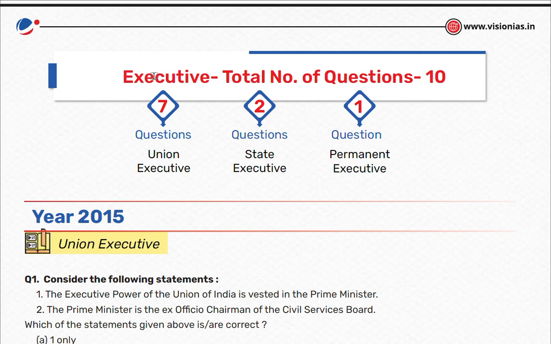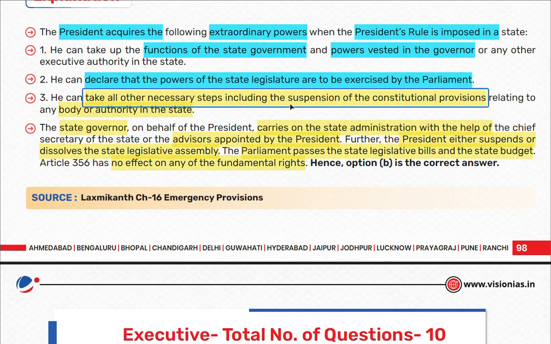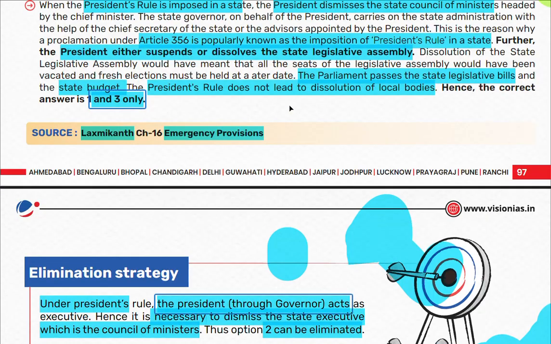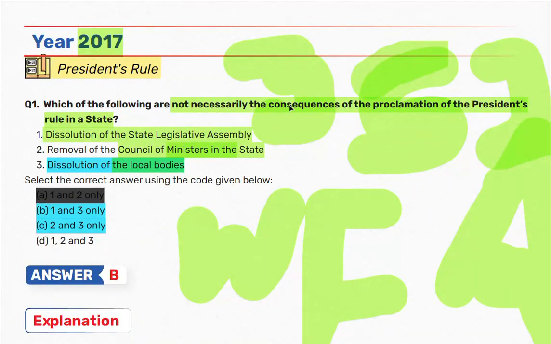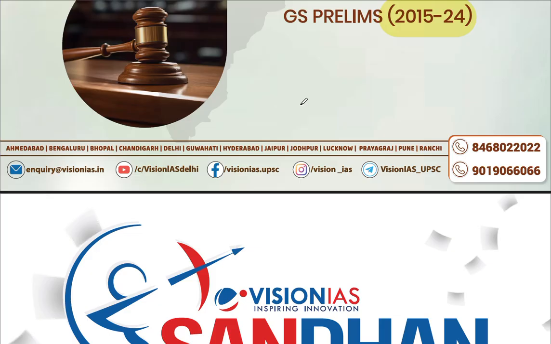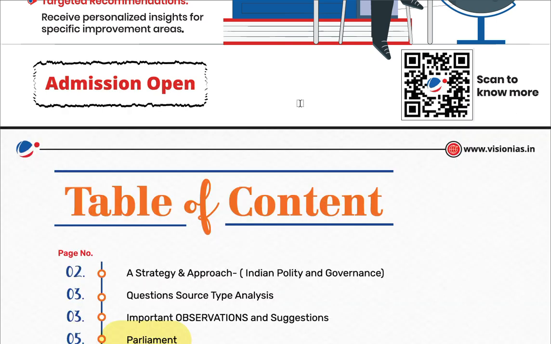Now you have executive, a total number of 10 questions. So we understand very well about the emergency provisions, particularly Article 356, which is the president's role in the state. Now let us move back once again and see what we have to discuss.